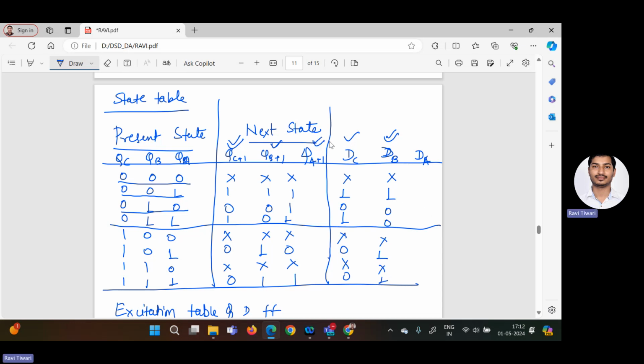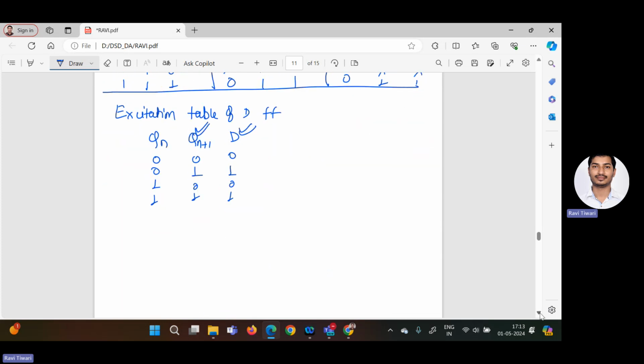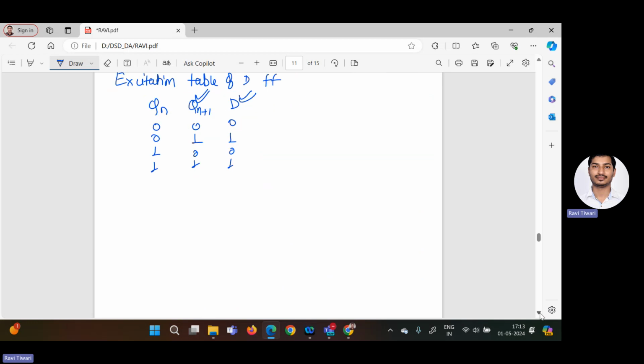Similarly, what will be the value of QA plus? So this DA will be equal to QA plus 1, and it will be represented as don't care, 1, 1, 1, don't care, 0, don't care, 1. Now we have all the values and this state table is completed. Now we will go for the K map for finding the value of DC, DB, and DA.